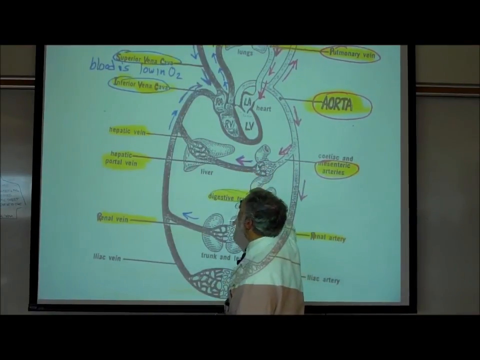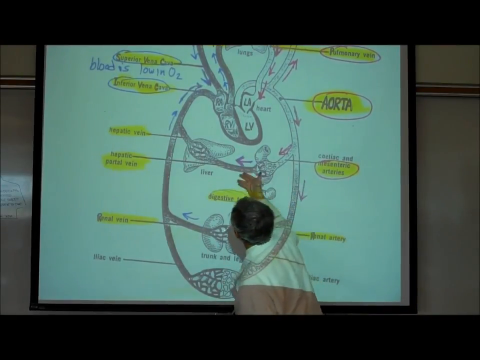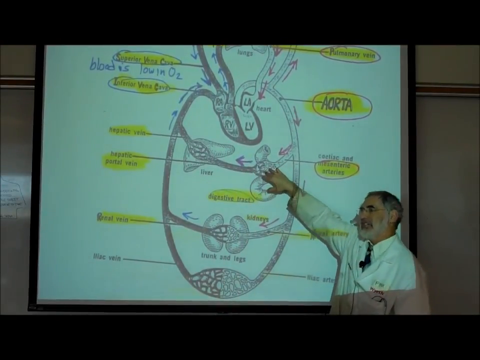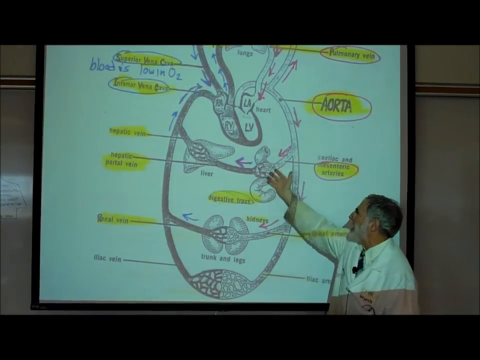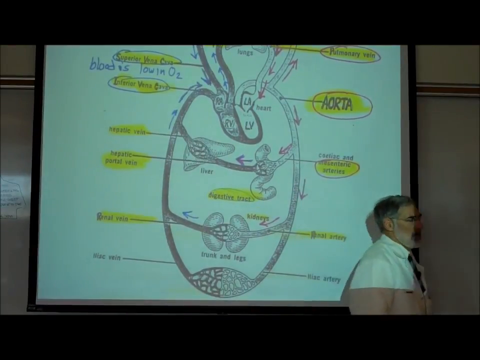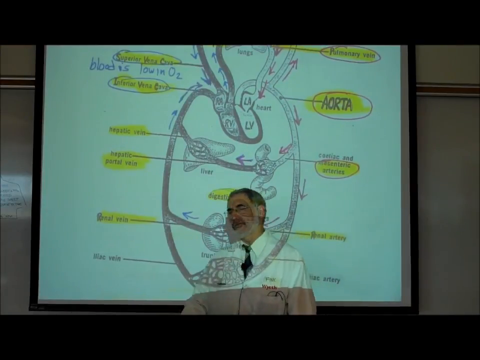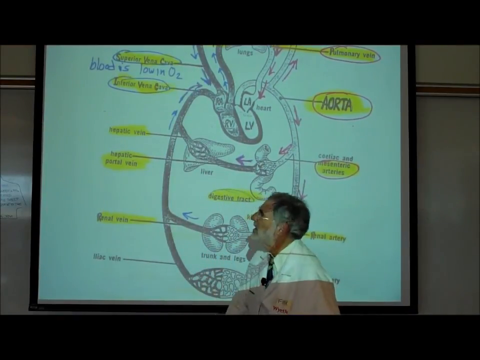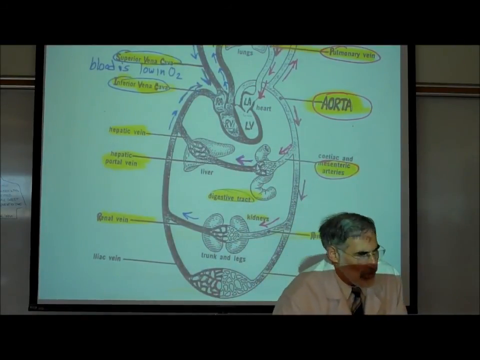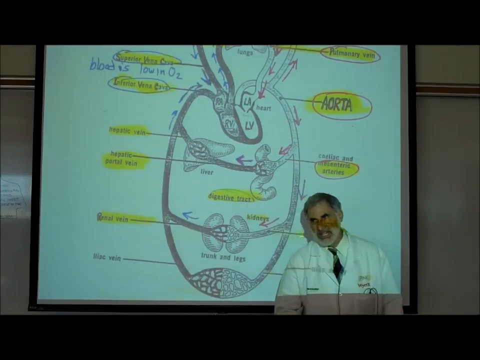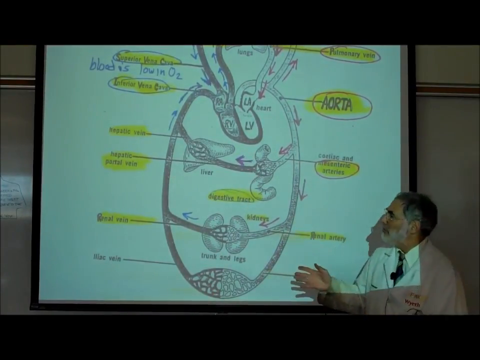So the hepatic portal vein, and it's called portal because it transports that blood high in sugars and amino acids and vitamins and minerals that have just been absorbed from your stomach and intestine to the liver. The liver is the biggest organ in your body, and that's where these nutrients are processed and stored. Your liver stores sugars as glycogen. Your liver stores amino acids as proteins. Your liver stores vitamins and minerals and all kinds of fats, including cholesterol.